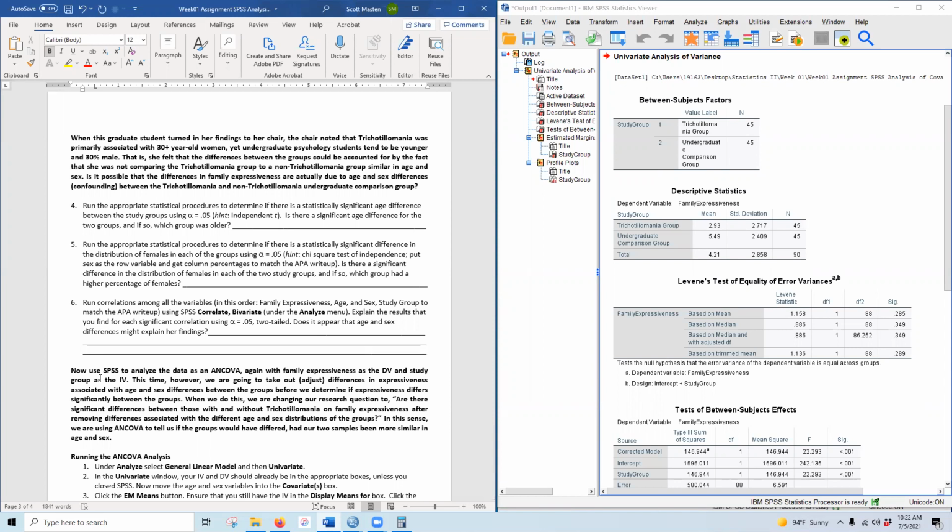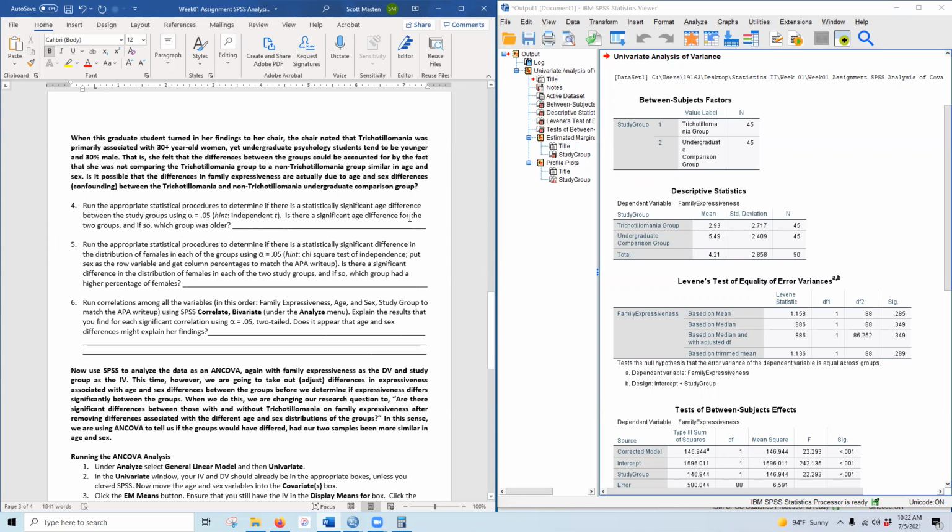And the second part is that it doesn't matter if those things differ if they're not associated with the dependent variable. So to be a confounder, it not only differs between groups, but it's also associated with the dependent variable. Because if it's not, it's not going to result in differences in your dependent variable, even if it does differ between the groups. So let's go ahead and give this a shot. We're going to establish that with these right here. We're going to run the appropriate statistical procedures to determine if there's a statistically significant age difference between the study groups. And I'll just tell you, look, it's a t-test.